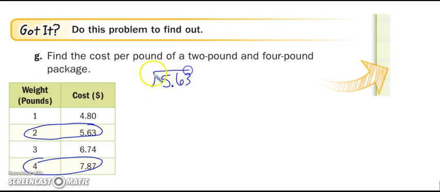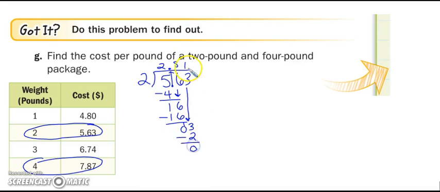5.63 divided by 2. Shoot the decimal up. 2 can go into 5. It can go in 2 times. And we get 4. Bring down the 6. 2 can go into 16 8 times. Nothing left over. Bring down the 3. 2 can go into 3 1 time. 1 times 2 is 2. I can't have a remainder, so I add the 0.